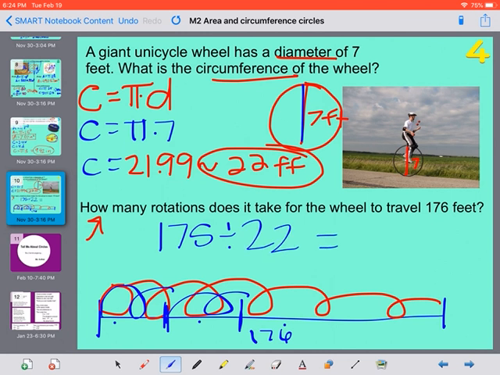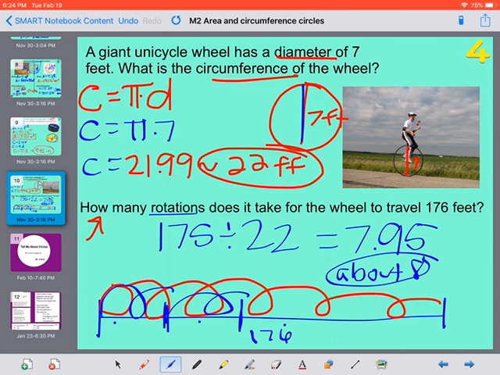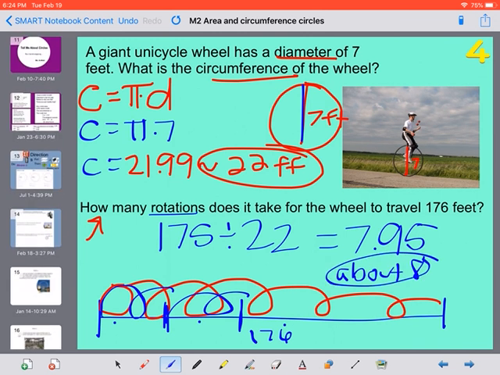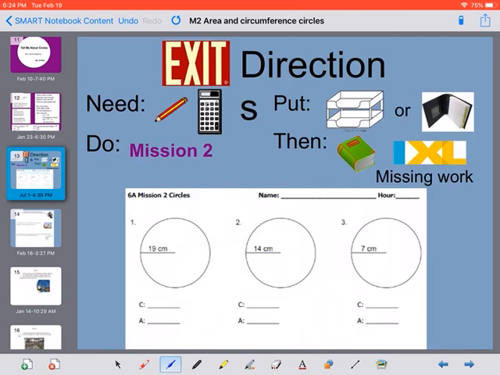176 divided by 22 gives us 7.95. So if we round it up, how many rotations? Well, 7.9 rotations, or about 8. About 8 rotations.